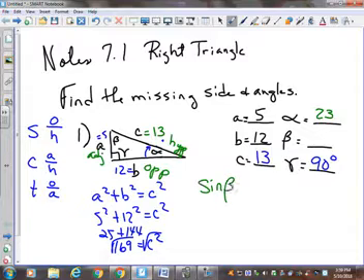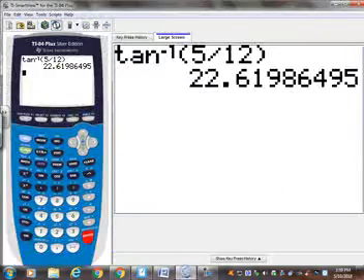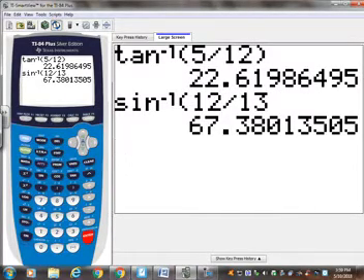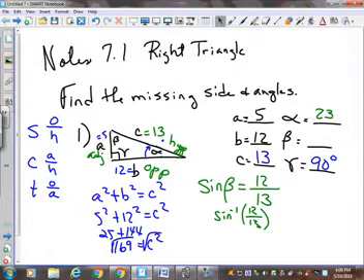Sine of beta is equal to, what's across from beta is 12, opposite, and hypotenuse is 13. So I could inverse 12 over 13 and have that answer. So let's do that. Inverse sine 12 over 13. And that comes out 67.3, so that would not round up, and that would just be 67. Now, if you've done this correctly, these two acute angles should add up to 90. And sometimes there's a little round off there, and they might not round off to 90.